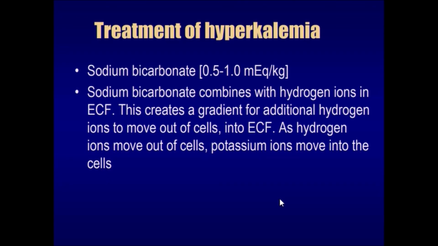should be administered. Now, what is the treatment of hyperkalemia? In case of hyperkalemia, we give sodium bicarbonate 0.5 to 1 as per body weight. Number second is the sodium bicarbonate combined with hydrogen ions in ECF. This creates a gradient for additional hydrogen ions to move out of the cells into the ECF, extracellular fluid. As hydrogen ions move out of the cells, potassium ions move into the cell. That helps in correcting the hyperkalemia.